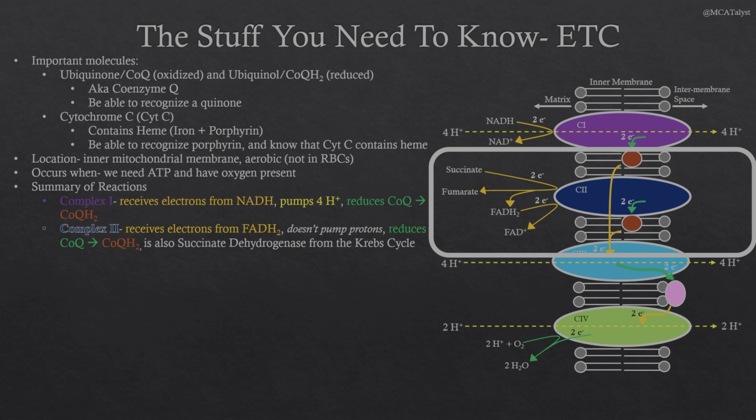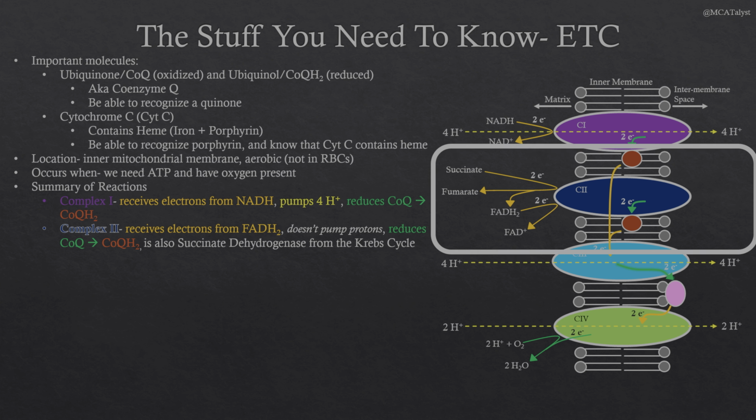Both complexes 1 and 2 are going to be forming ubiquinol after receiving electrons from NADH or FADH2. The only difference is that since FADH2 is weaker, complex 2 is not going to be pumping any protons. And again, like we talked about from the Krebs cycle, complex 2 is essentially the exact same thing as succinate dehydrogenase from the Krebs cycle as well.